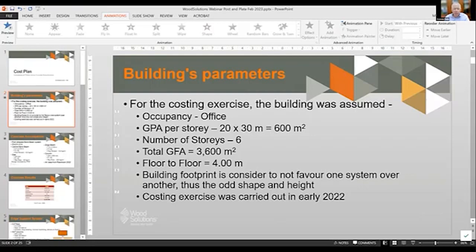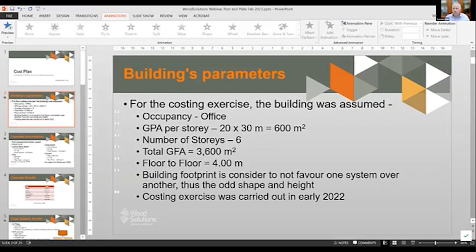But when we develop these costings, we use Rawlinson as the basis for it, and market prices where available. So please forgive me for that, but that's the way to do it. We also use an odd footprint of the building parameters, mainly because we wanted to be fair to all systems, so the grids weren't favouring one system. The 20x30 allowed us to have a concrete solution and a timber solution with the various grid spacings that we've used in the three models, without favouring one system over another.